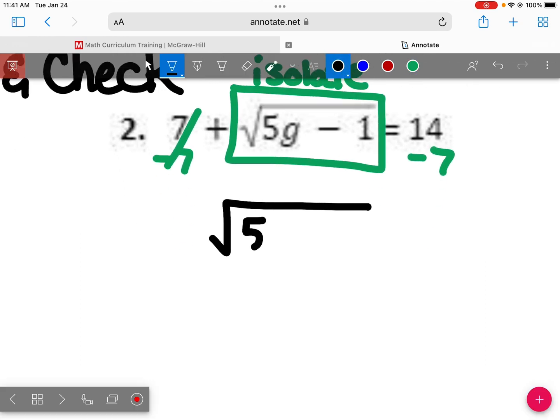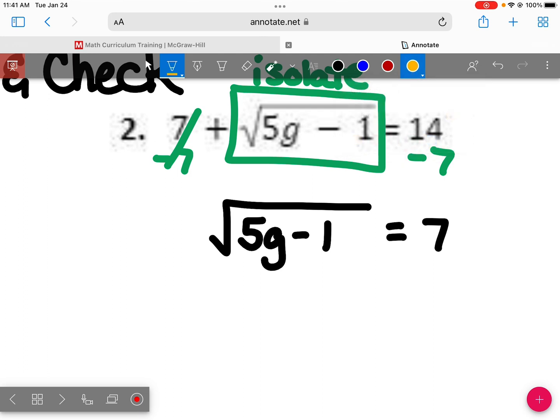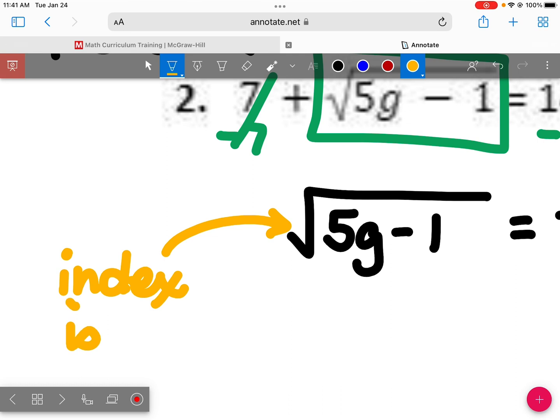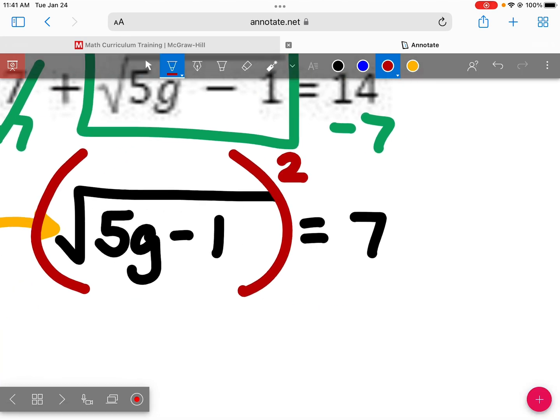I have the square root of 5g minus 1 equals 7. Have I isolated my radical now? Cool. Step 1 is done. I'm ready to move on to step 2. What is step 2? Eliminate the radical. How do I eliminate the radical? Take it to the power of the index. So what is my index? In this case, my index is 2 again. So I'm going to take this side to the power of 2, and if I do it to one side, I have to do it to the other side.